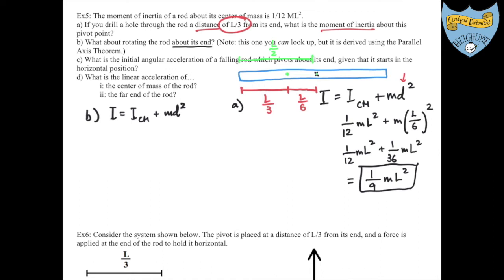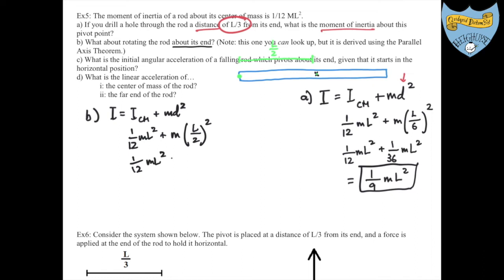D would be half the length of the rod. Because the pivot's at the end, the center of mass is in the middle, and d is the distance between those 2 points, so that means that we would have L over 2 for d. All right, that's going to give us 1/12 plus 1/4, and if you do a little bit of algebra there, you can determine, oh hey, that is in fact 1/3 ml squared, which is in fact what it says in that table in the book.